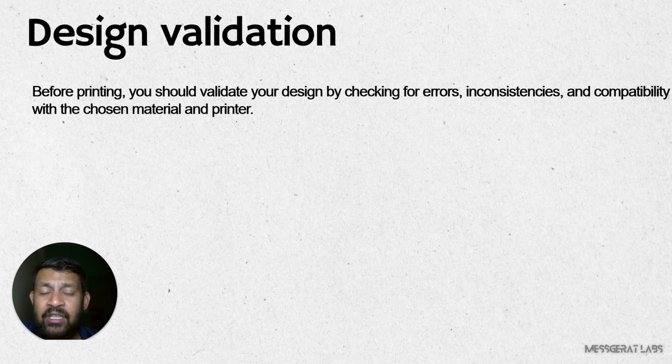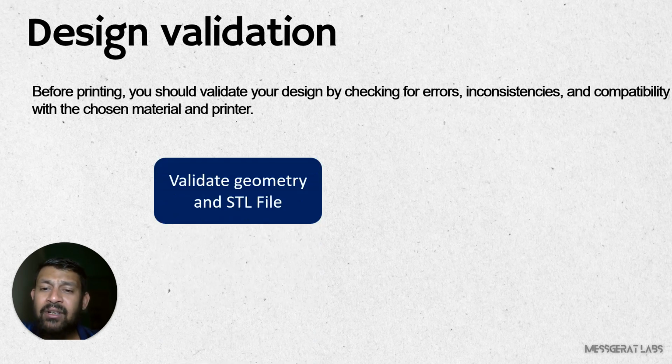And in order to do this, you need to be clear with your 3D printing method. That is why we have learned all the 3D printing techniques so much in detail in the previous modules. So you need to know which 3D printing process you are going to use and which material you are going to use in that 3D printing process. And based on that, you have to validate your design.